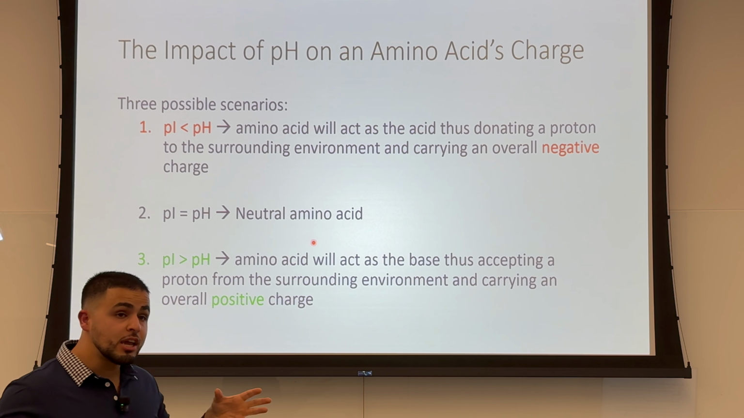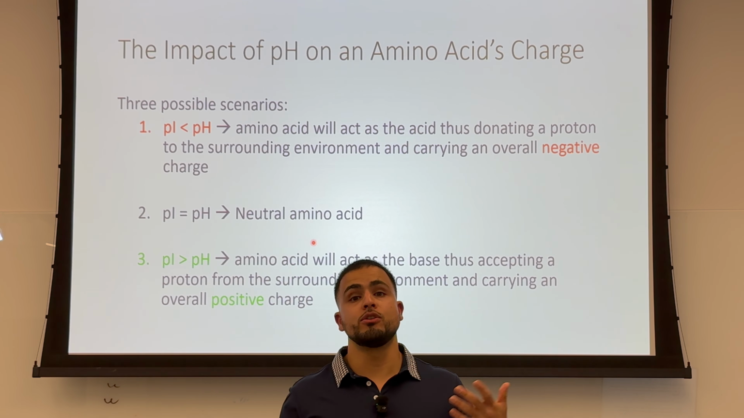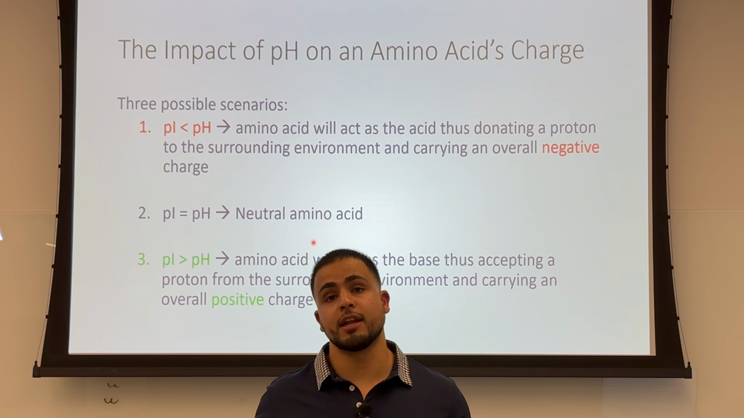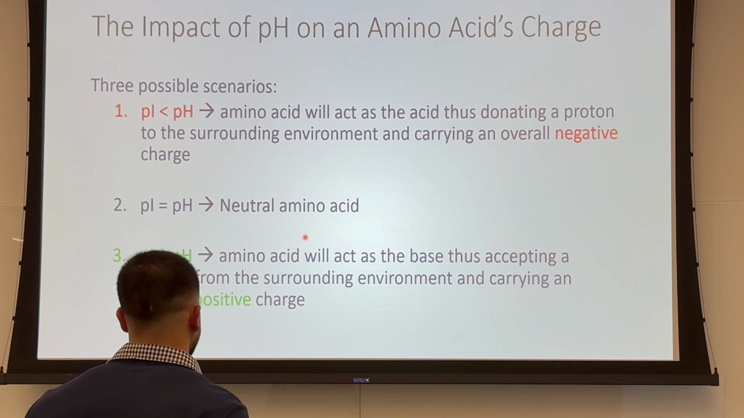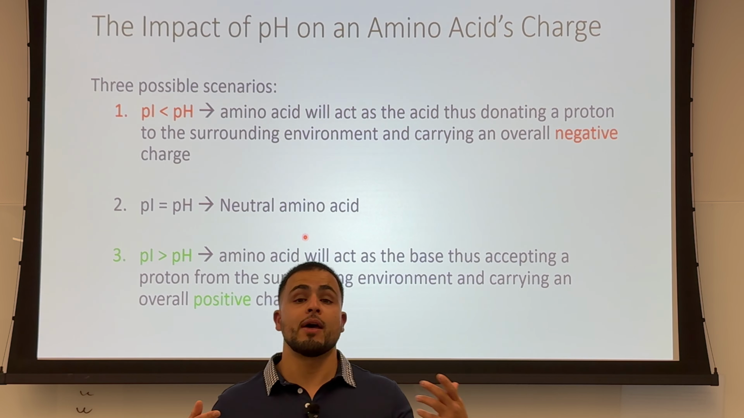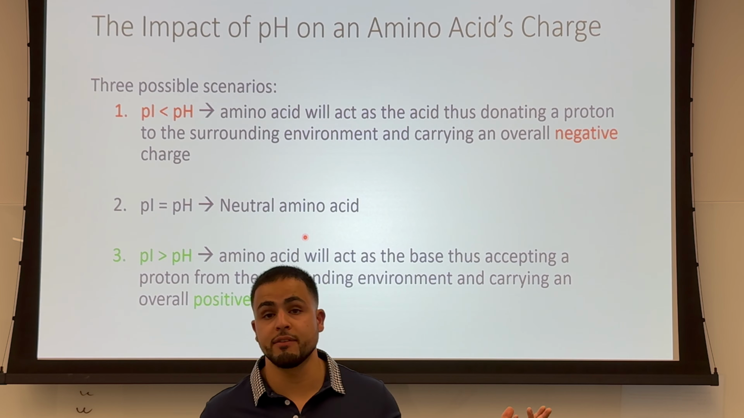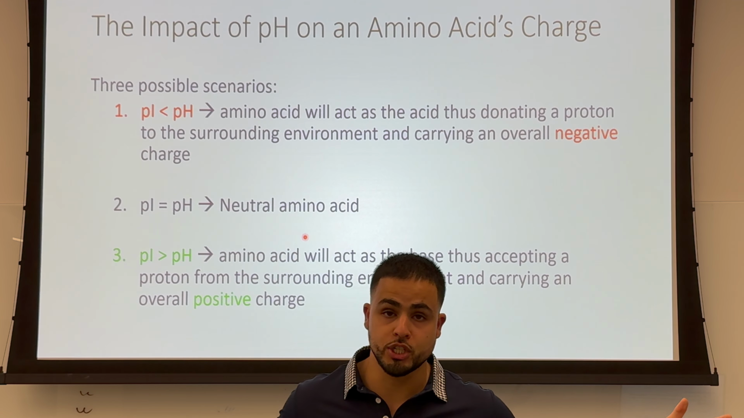If the PI were equal to the pH, so recall in gel electrophoresis, you're trying to induce a charge so that the current can carry the protein. If the pH of the surrounding environment were equal to the PI of the amino acid, then the amino acid is not going to carry a positive or negative charge, and it's not going to migrate on gel electrophoresis.